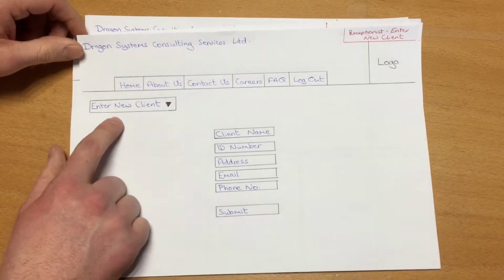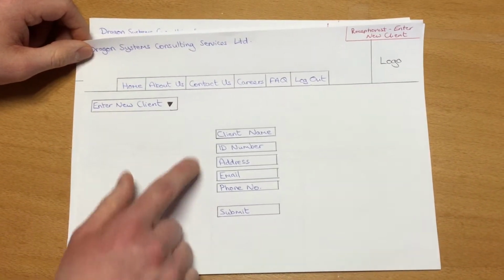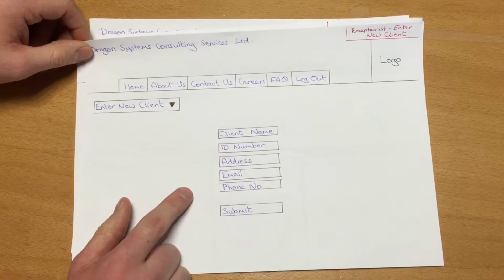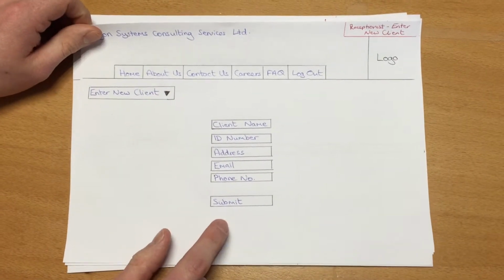So now we moved on to the enter client by hitting it from the drop down box. So we enter the client name, the ID number, the address, the email, phone number, and hit submit, and a new client is entered into the system by the receptionist.